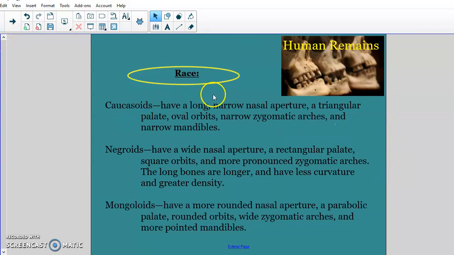And you can see for Caucasoids, they have long, narrow nasal passages, triangular palate, oval orbits, which are your eye sockets, narrow zygomatic arches, which are your cheekbones, and narrow mandibles, which are your jaws. Negroids have a wider nasal passage, rectangular palate, square orbits, and more pronounced zygomatic arches. Their long bones are longer and have less curvature usually. And then Mongoloids have rounded nasal apertures, a parabolic palate, which is like a half circle shape, rounded eye sockets, very wide cheekbones, and a more pointed jaw, like a more pointed mandible.